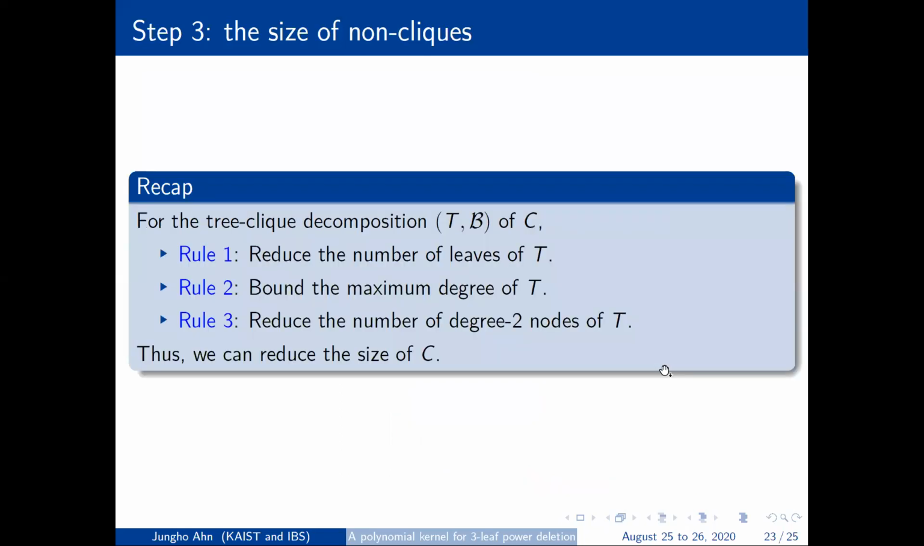Let me recap these 3 rules. Remember that to reduce the size of C, since we can easily bound the size of each bag, it suffices to reduce the size of T. So rule 1 is used to reduce the number of leaves of T, rule 2 is used to bound the maximum degree of T, and rule 3 is used to reduce the number of degree 2 nodes of T. Thus, we can reduce the size of C. And with all these processes, we can derive that 3-power deletion admits a polynomial kernel.